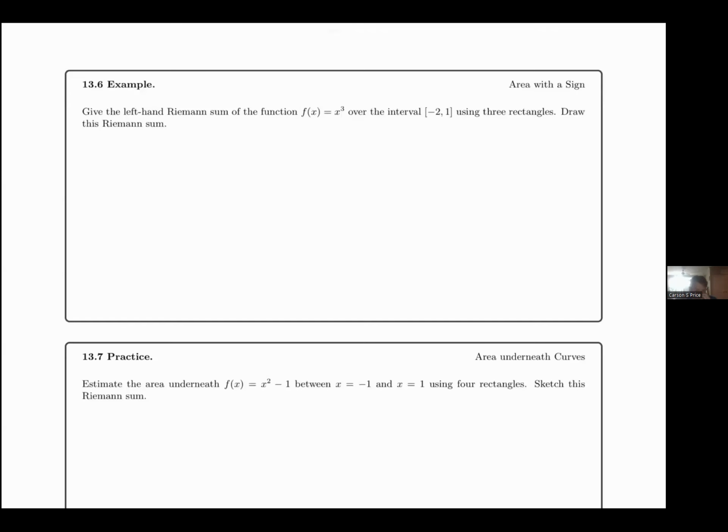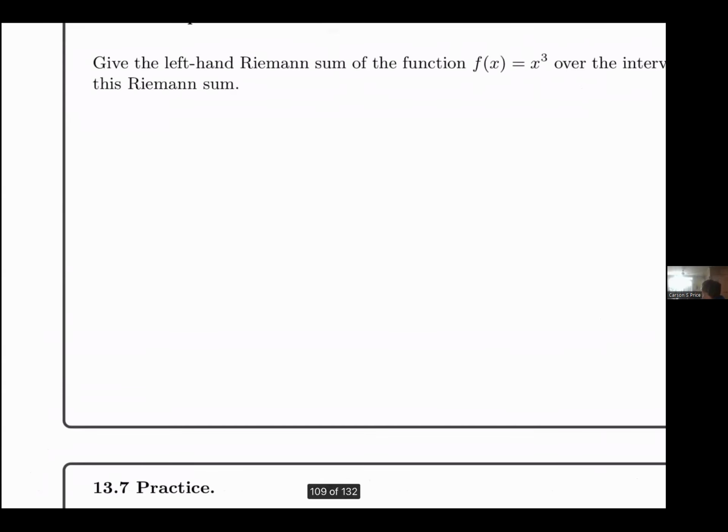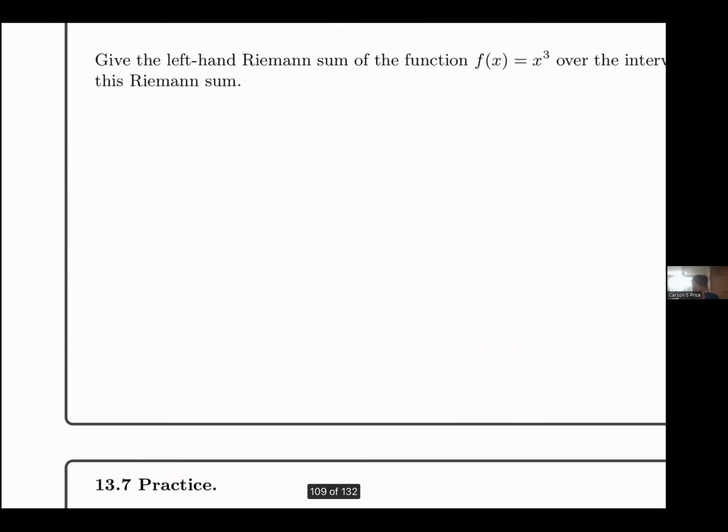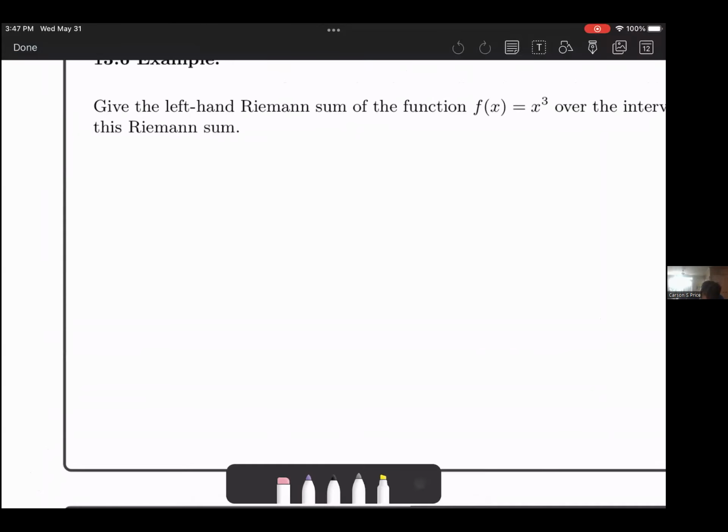Let's give the left-hand Riemann sum of the function x cubed over the interval -2 to 1. Let's draw that picture first. So from -2 to 1, let's say that there's the y-axis. There we go. That's the y-axis. That's x. There's -2, there's -1, 0 at the origin, and 1. And we're looking at x cubed.